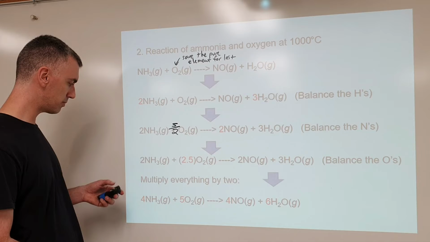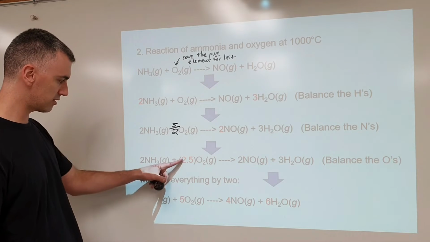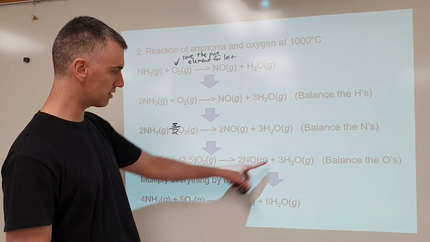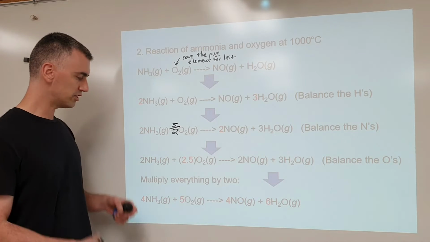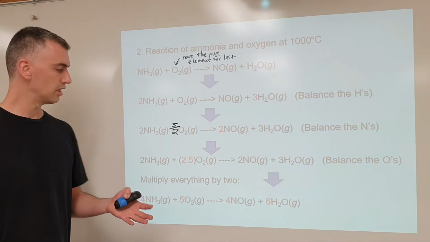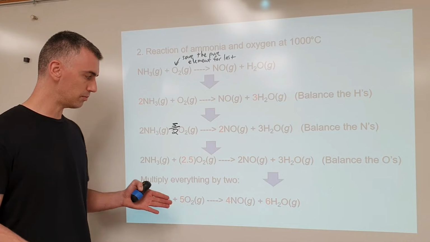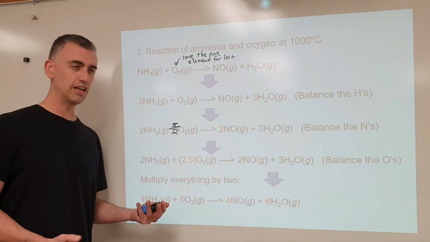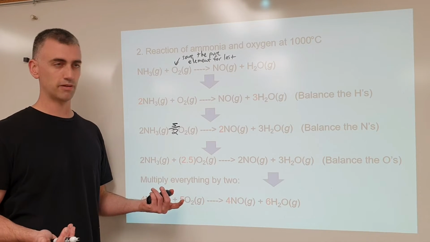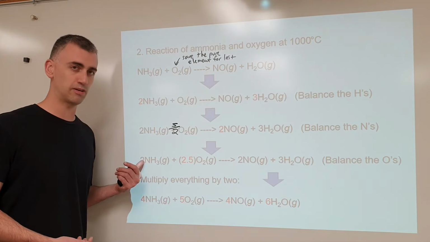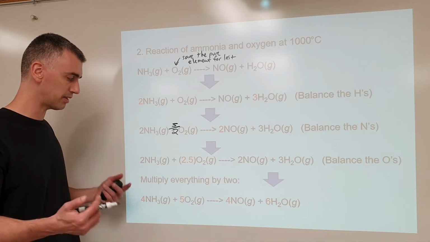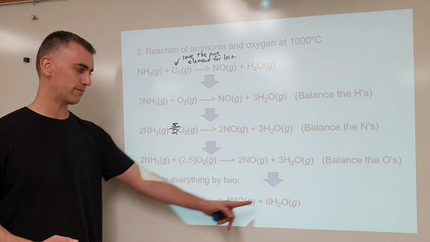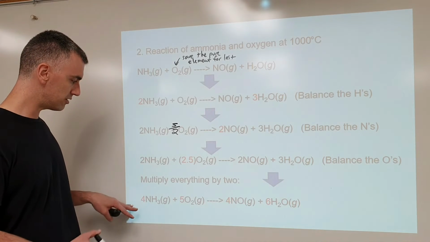So if I times everything by 2, this means this times 2 is 4, this times 2 is 5, this times 2 is 4, this times 2 is 6. I multiplied it by 2 and it gave whole numbers. If timesing this by 2 didn't give a whole number, I would try timesing it by 3. If timesing it by 3 didn't work, I would try timesing it by 4. If multiplying it by 4 didn't work, I would multiply it by 5, and so on until something finally gives whole numbers for everything. So that's what I do here.